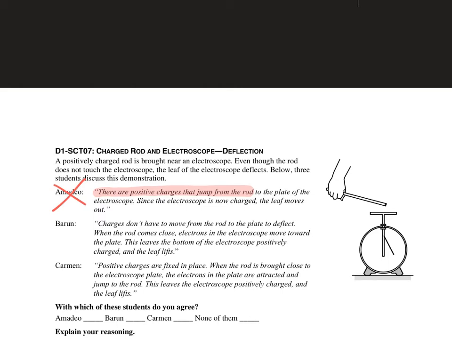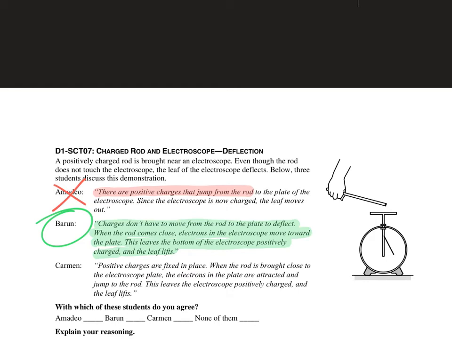Baroon: charges don't have to move from the rod to the plate to deflect. That is correct. When the rod comes close, electrons in the electroscope move toward the plate. Correct. We already worked that out in a previous exercise. This leaves the bottom of the electroscope positively charged. Correct, because it has a deficiency of electrons, which means exposed positive charges. And the leaf lifts because they're the same charge. Like charges repel. So at this point, we would say, well, I guess Baroon got it right.